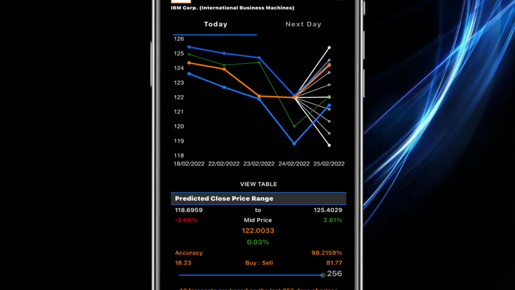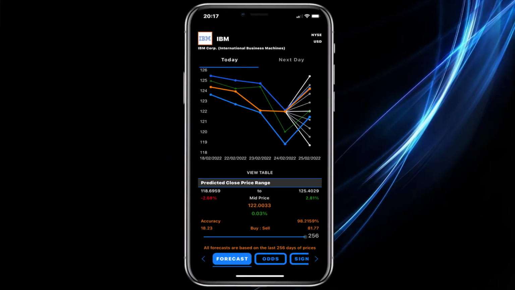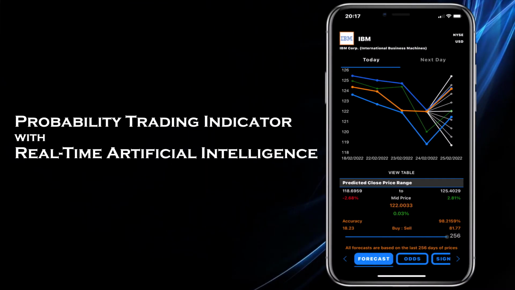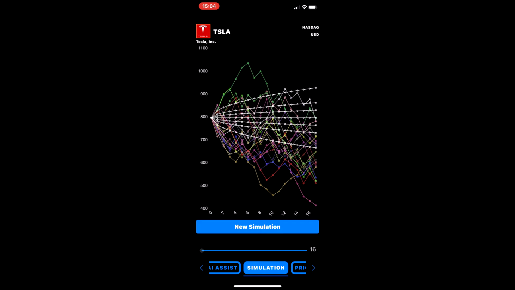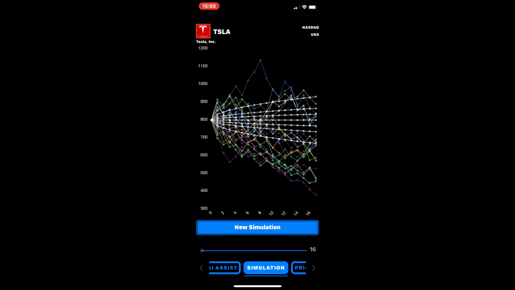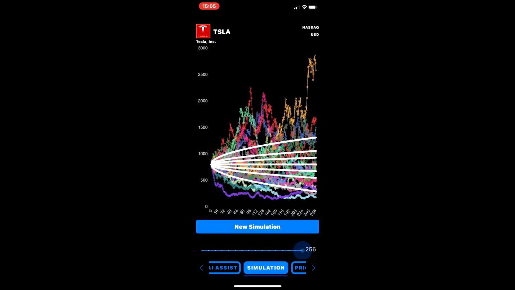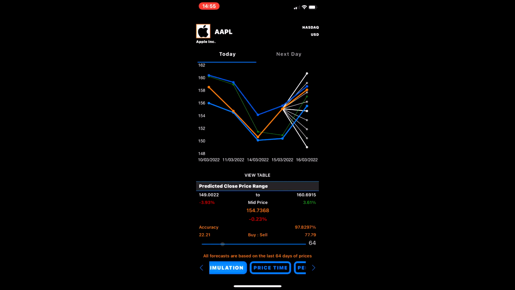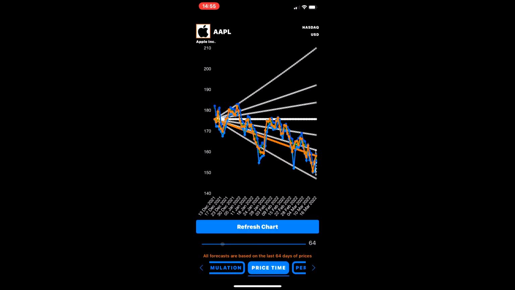A probability trading indicator with real-time artificial intelligence, Theta 45 is a complete trading strategy based on predicting the next closing price. In the last episode, we learned how to use Theta 45's probability indicator to generate an unlimited number of simulations to predict the stock price for up to 256 days in the future. In this episode, we look at the price time chart.